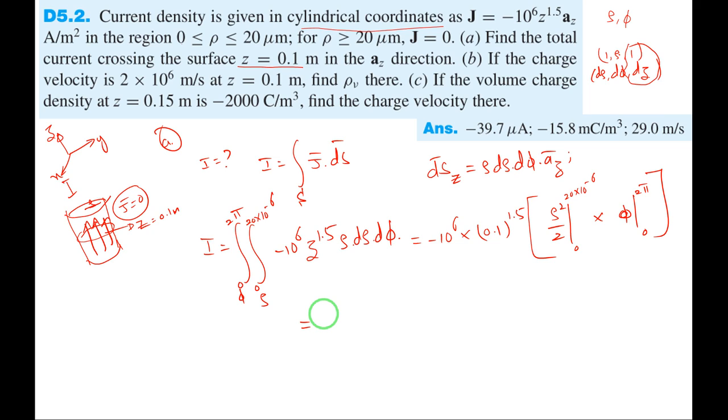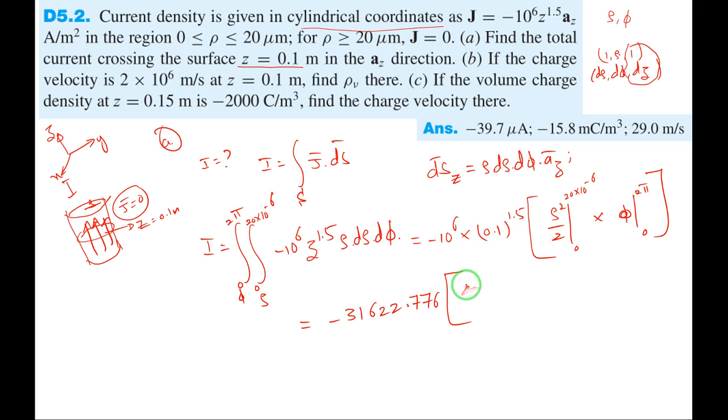Minus 10 to the power of 6 into 0.1, open bracket, 0.1 to the power of 1.5. What I am getting, I'll write: minus 31622.776. Yes, this I am getting if I multiply this.